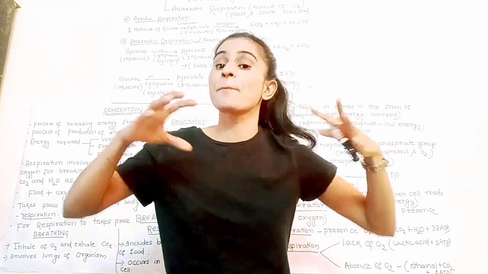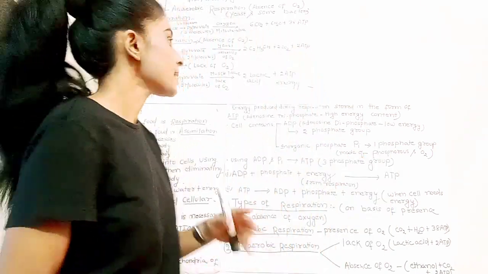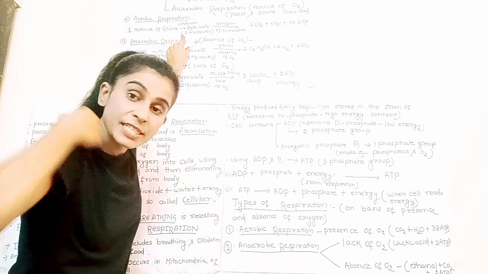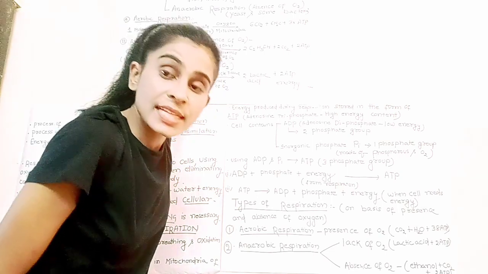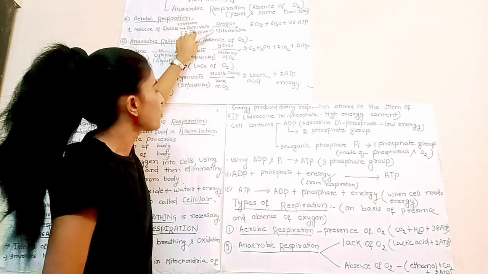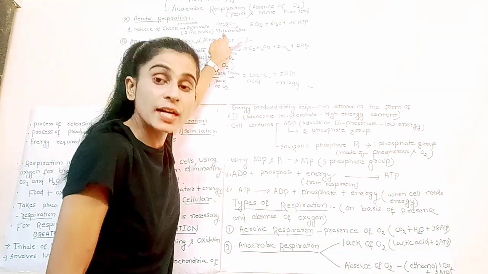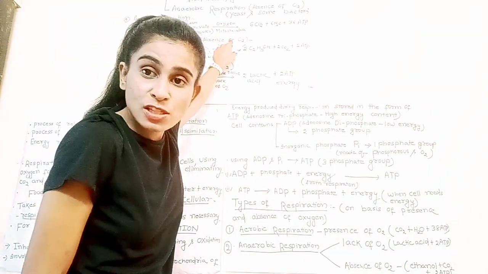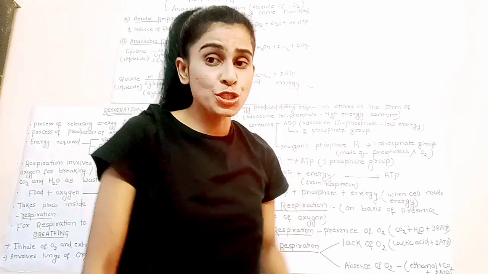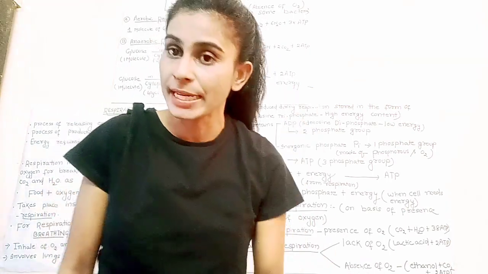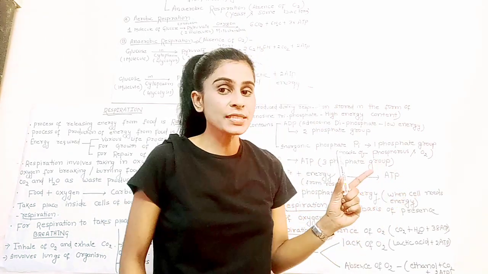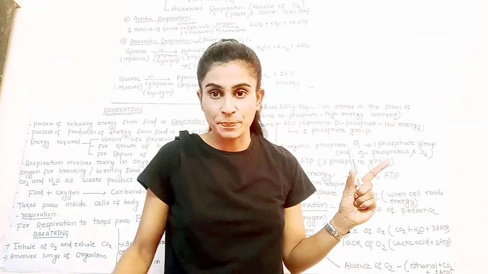38 ATP packets of energy, guys. Yes, so one molecule of glucose converts into pyruvic acid in the cytoplasm of the cell, and further this pyruvate in the mitochondria of the cell, in the presence of oxygen, gives rise to 6 CO2, 6 H2O and 38 ATP. Remember, one molecule of glucose gives rise to 38 ATPs.